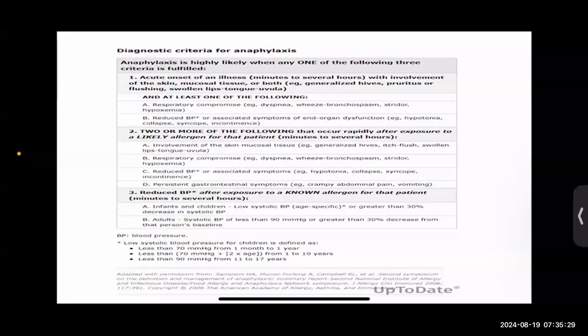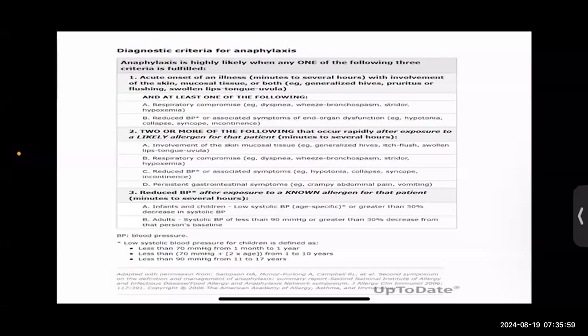The first criterion is if the patient has an acute onset of illness, usually within minutes to several hours, that involves the skin or mucosal tissue. In addition to that, the patient has respiratory compromise, like dyspnea or wheezing, or reduced blood pressure or associated symptoms of end organ dysfunction. So if the patient has acute onset involving the skin or mucosal tissue, in addition to one that has been listed as respiratory or reduced blood pressure.